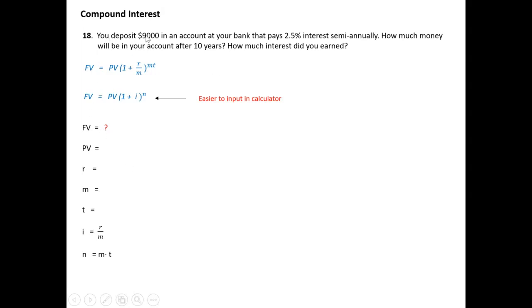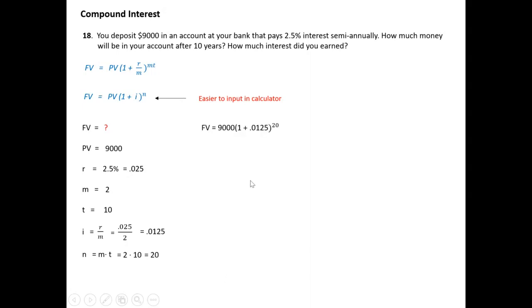So now, after we know what we're looking for, we begin to extract all the info from the word problem. For example, you deposit 9,000, so 9,000 will be the present value. The R is the interest rate, which a key symbol is a percent symbol. That means that's your interest rate. So it'll be 2.5%. But you move the decimal point 2 places to the left, and you drop the symbol. It'll give us 0.025. Now on the previous slide, I gave you all the key words for the M, which means compounded. Here, guys, it says the interest semi-annually, which is 2, so M is going to be 2. The time is 10, right? In 10 years. Now for the I, we divide R, which is 0.025, divided by 2. That will give us 0.0125. And the N is M times T. The M is 2 and the T is 10. So it's going to give us 20.